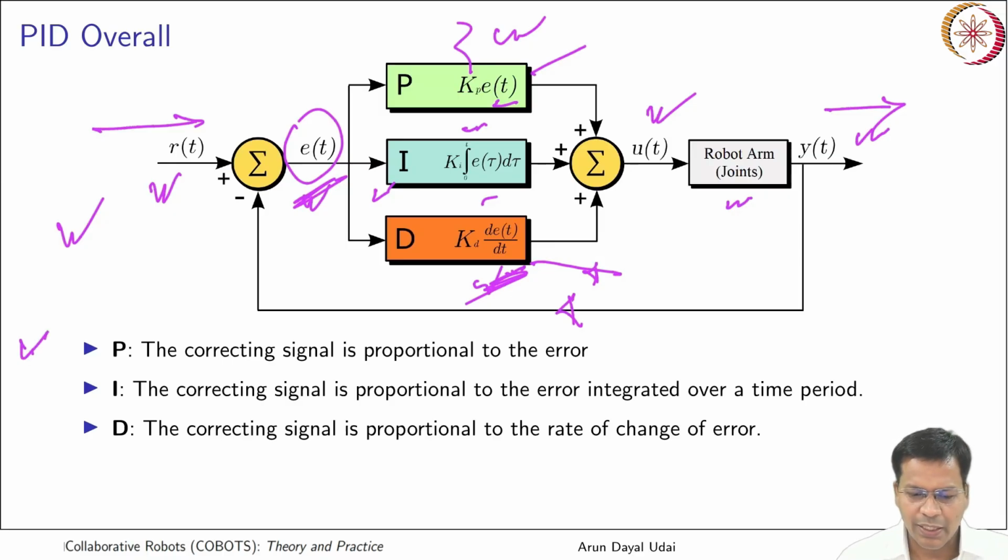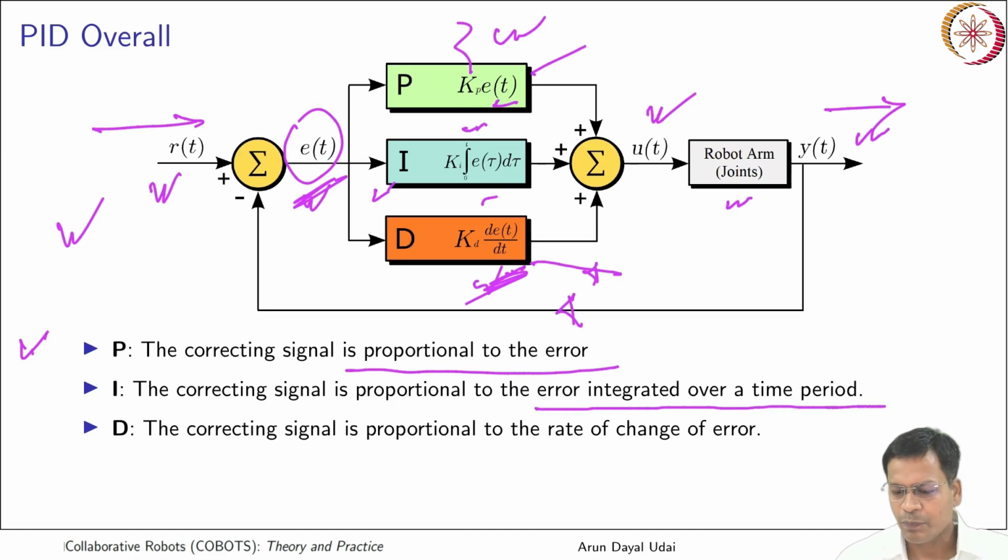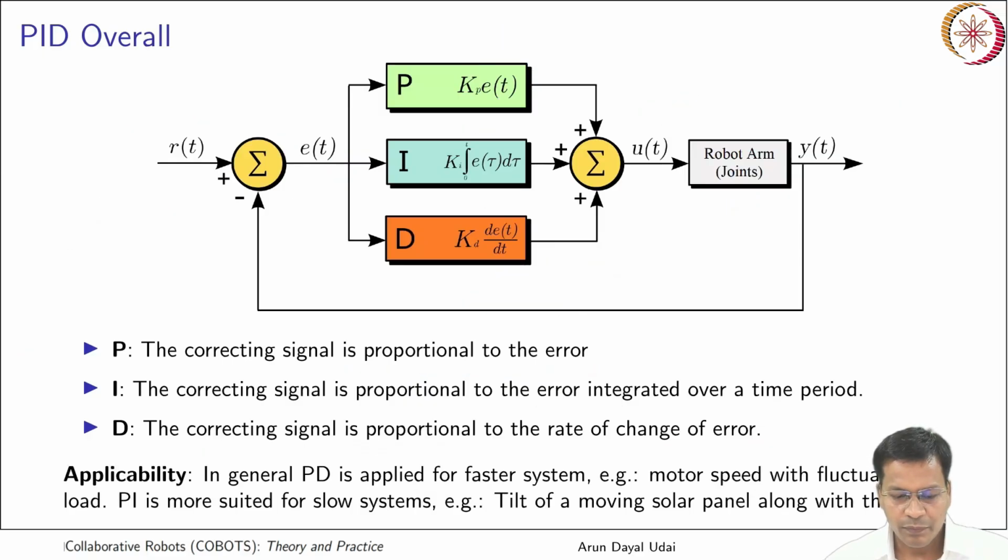So P is the correcting signal proportional to the error. I is the correcting signal proportional to the error integrated over a time period. D is the correcting signal proportional to the rate of change of error. Now, what are the applications of this? In general, PD is applied for any faster system. If it is very dynamic in nature, you don't get the time to integrate over a period of time, your system is very, very fast. In that case, you can have a PD control.